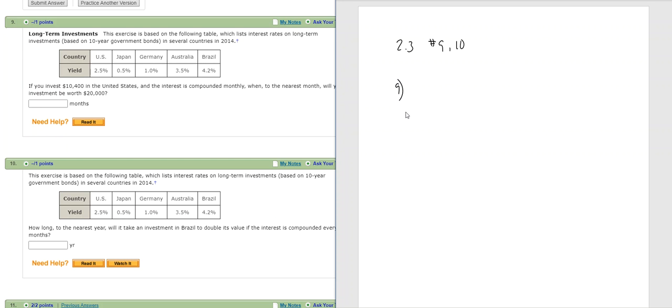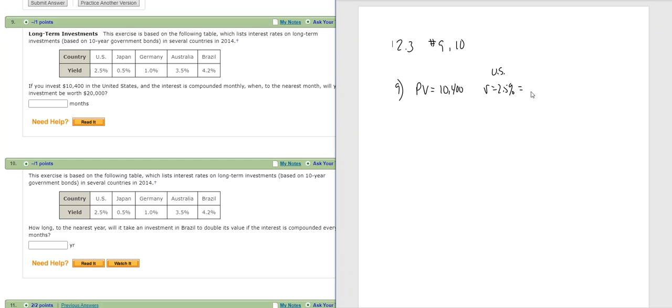All right, so for number 9, the exercise is based on this table, and this is how we got the information. Otherwise, the top sentence doesn't matter. Awesome. Here's our table. What do we do with it? Well, what we do with it is all in the question. So if you invest $10,400, I'm going to stop right there. So we invest our present value, $10,400. In the United States has a 2.5% interest rate.